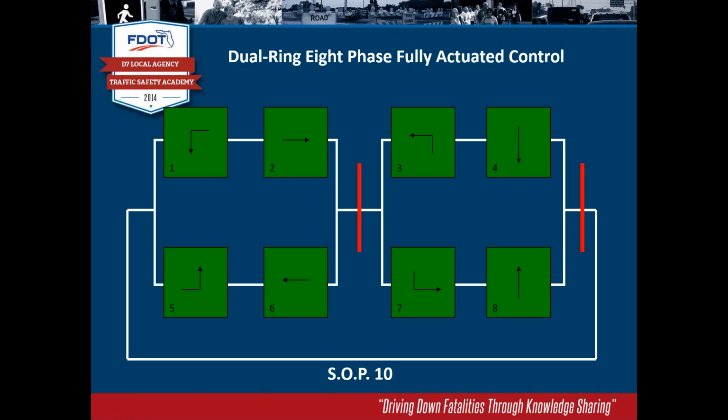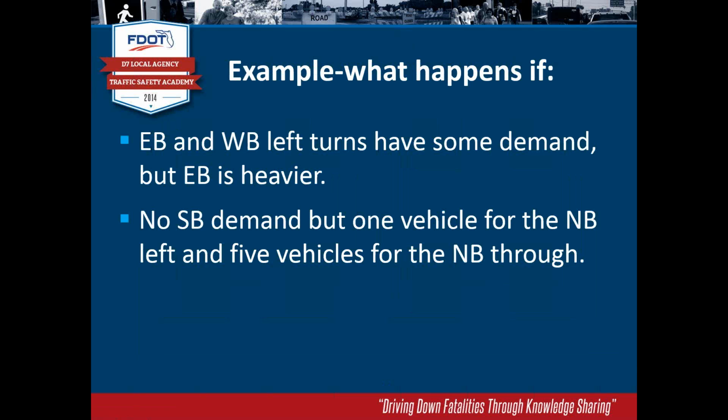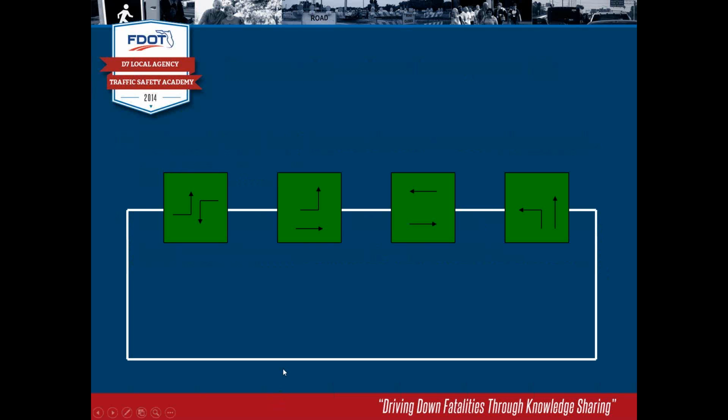So let me run through an example of this. Let's say we have eastbound and westbound left turns have some demand, but the eastbound is heavier, and we have absolutely no southbound demand at all, but 1 vehicle for the northbound left and 5 vehicles for the northbound through. So if that's the scenario at this particular intersection for this particular cycle, what is it going to look like out in the field? What's it going to look like to people sitting there, as a driver at the intersection?